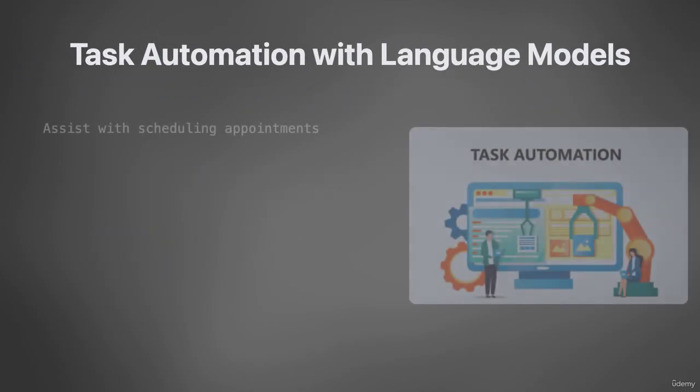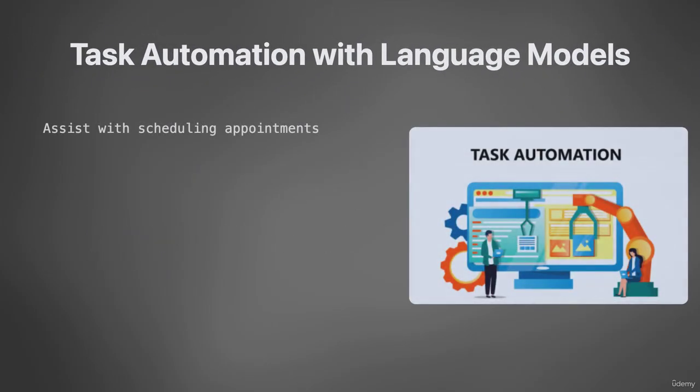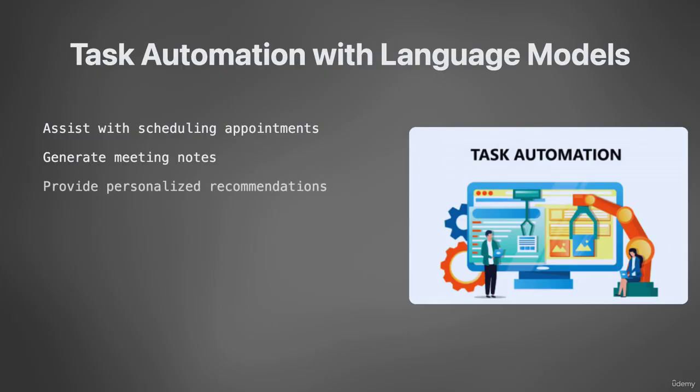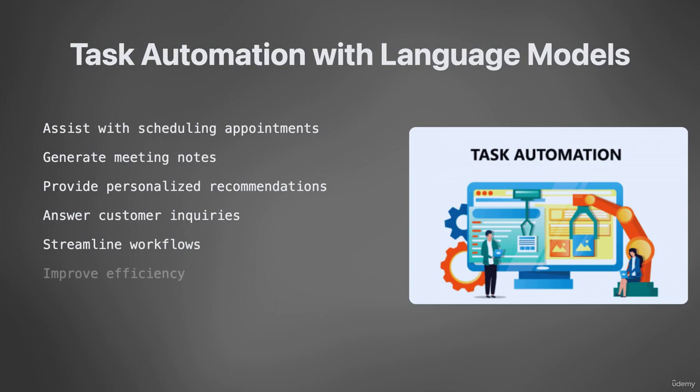Another application of optimized prompt generation is task automation. Language models can be used to assist with a wide range of tasks, from scheduling appointments and generating meeting notes to providing personalized recommendations and answering customer inquiries. By crafting prompts that capture the specific requirements of these tasks, we can streamline workflows, improve efficiency, and enhance the user experience.